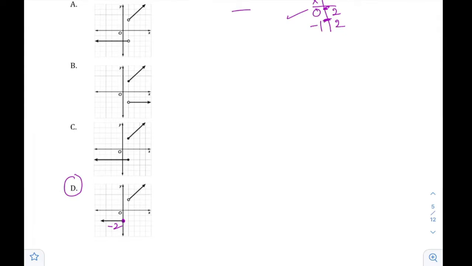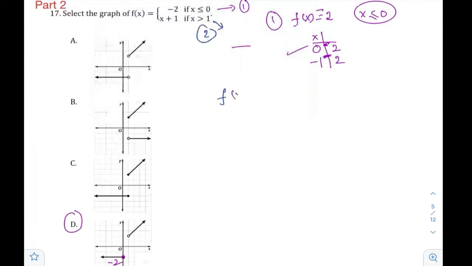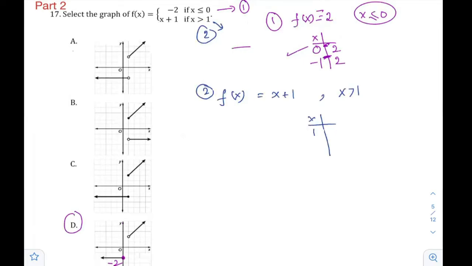The other definition is f of x is x plus 1 when x is more than 1. So it will start at x is 1 and y will depend on x. It's equal to x plus 1. We will start at x equals 1, knowing that 1 is not included, so we will open the circle here.